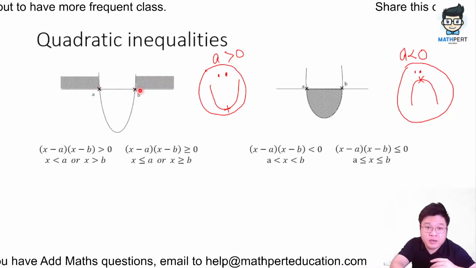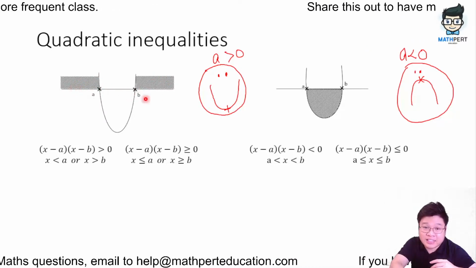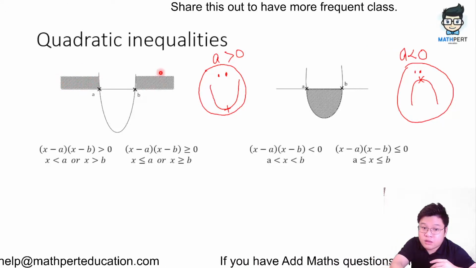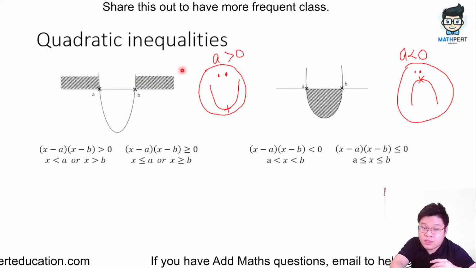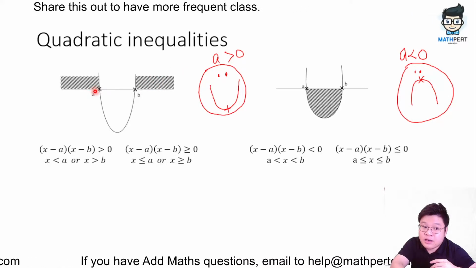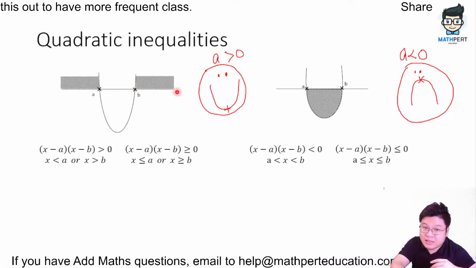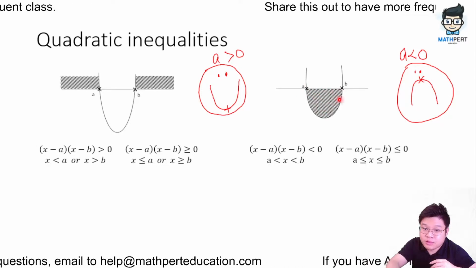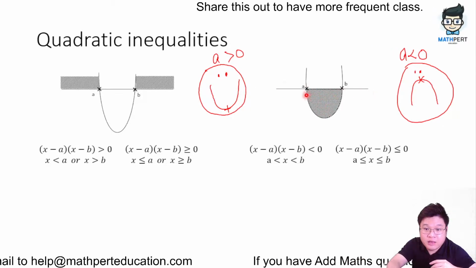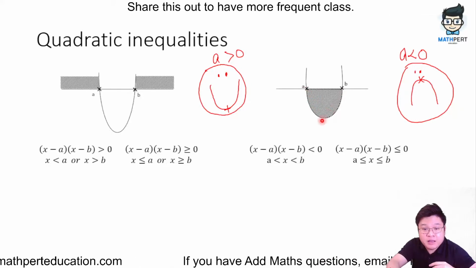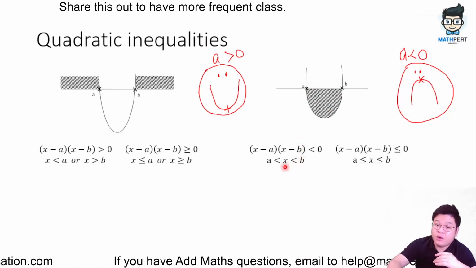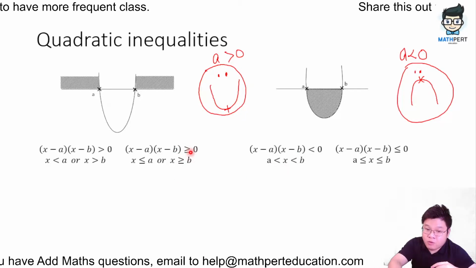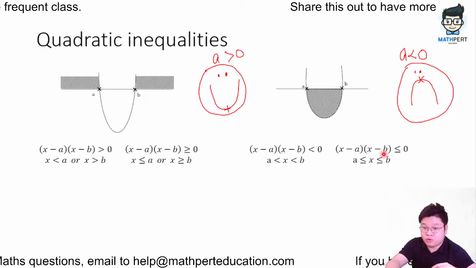A and B are the intersection points at the x-axis. So everything above it here means that x is less than A or greater than B. And for this, it is less than 0, so we take the part below the line. That means it is between A and B, that is, less than B and greater than A. This applies to the other symbols too, greater or equals to, smaller or equals to.